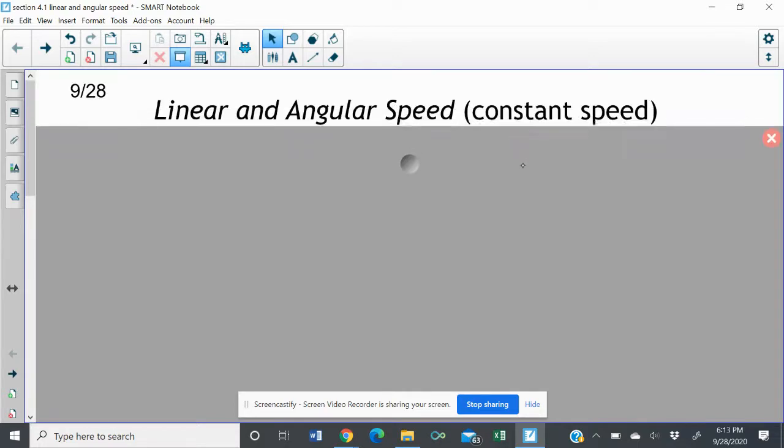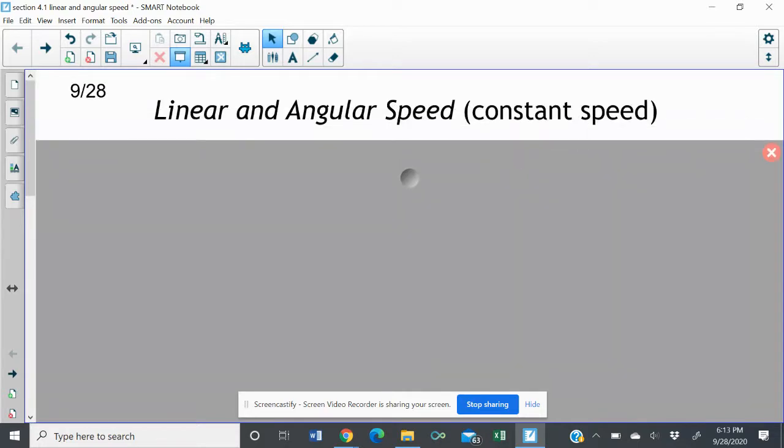We'll see. All right. So again, we're still with section 4.1. Oh my heavens, but this is the last piece of it. We're going to talk about linear and angular speed. Okay. We'll start with angular speed.